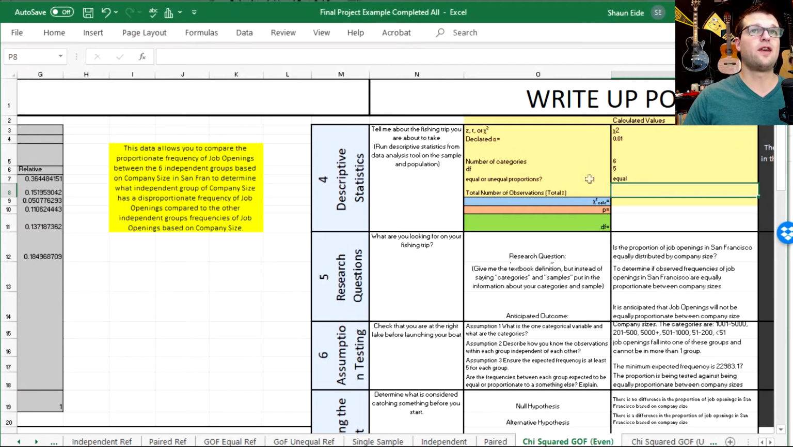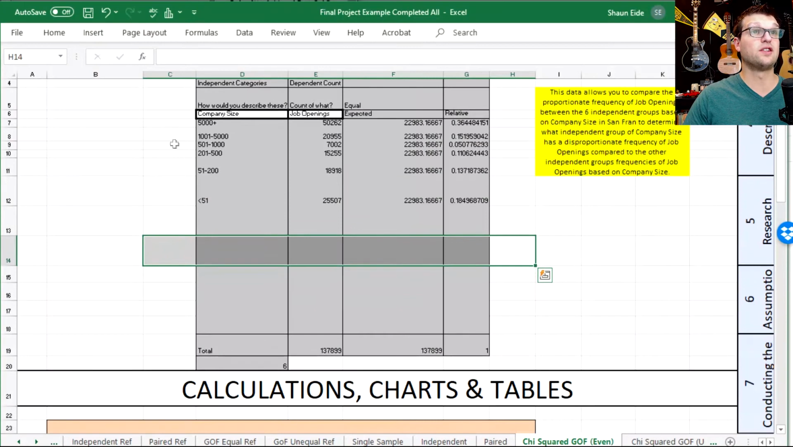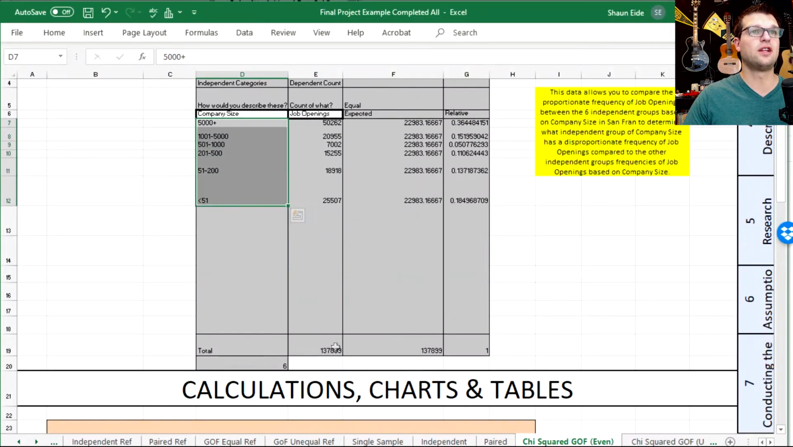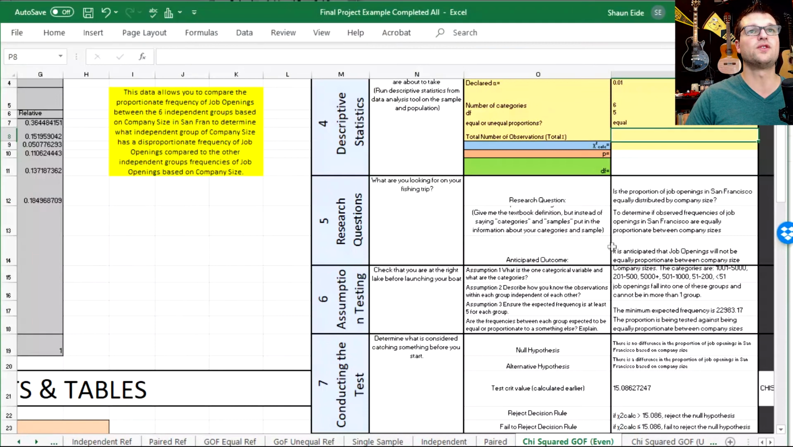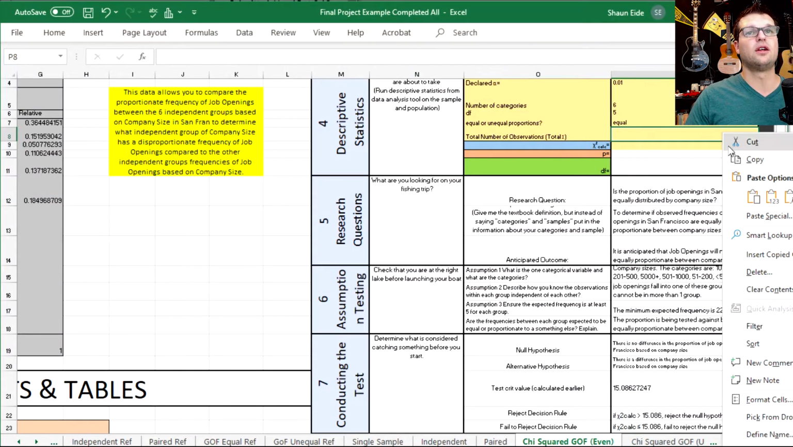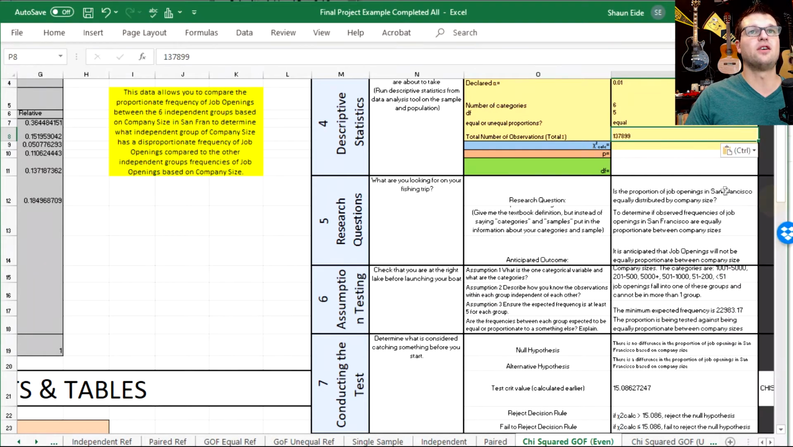And then the total number of observations. The total number of observations is right down here. It's not 6. It's really easy to think that it's 6, but it's not 6. It's actually 137,899. It's the total number of job openings, the total frequency observed. And so we're going to right-click and we're going to paste values.